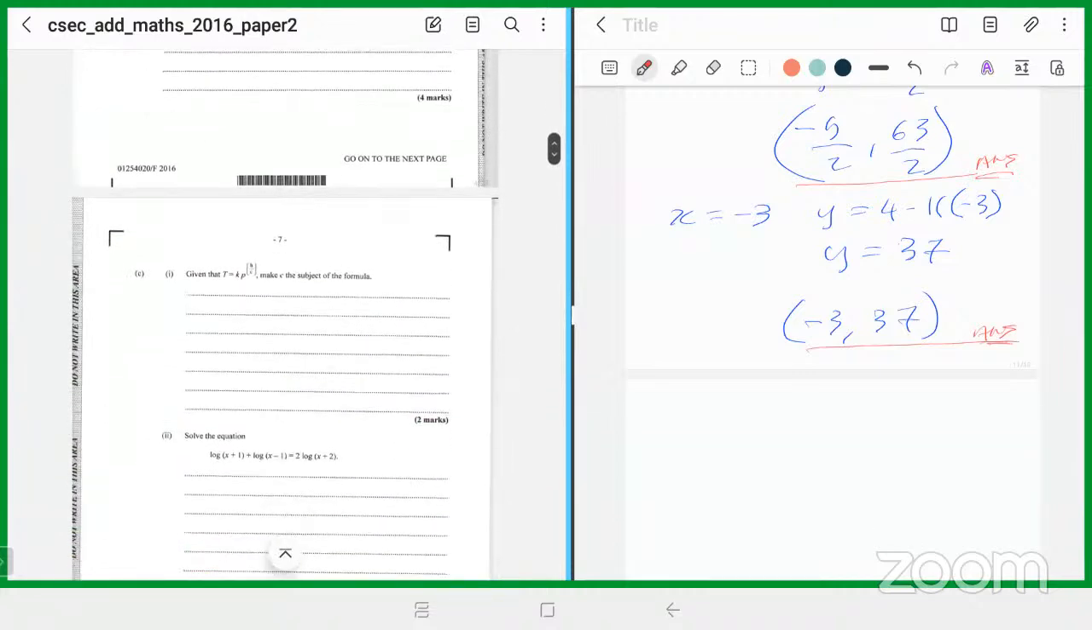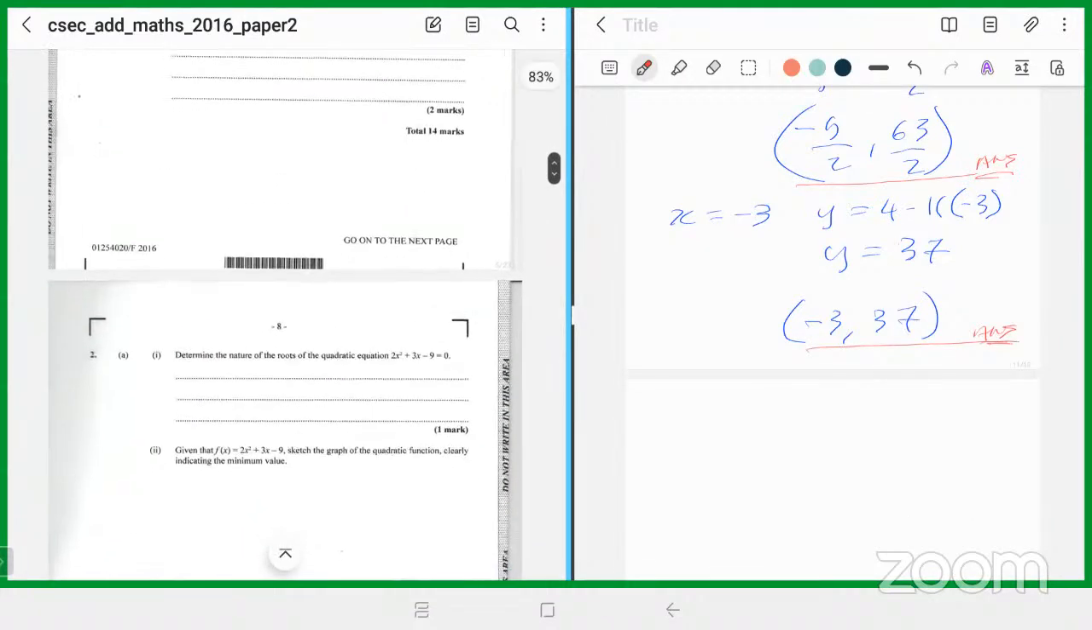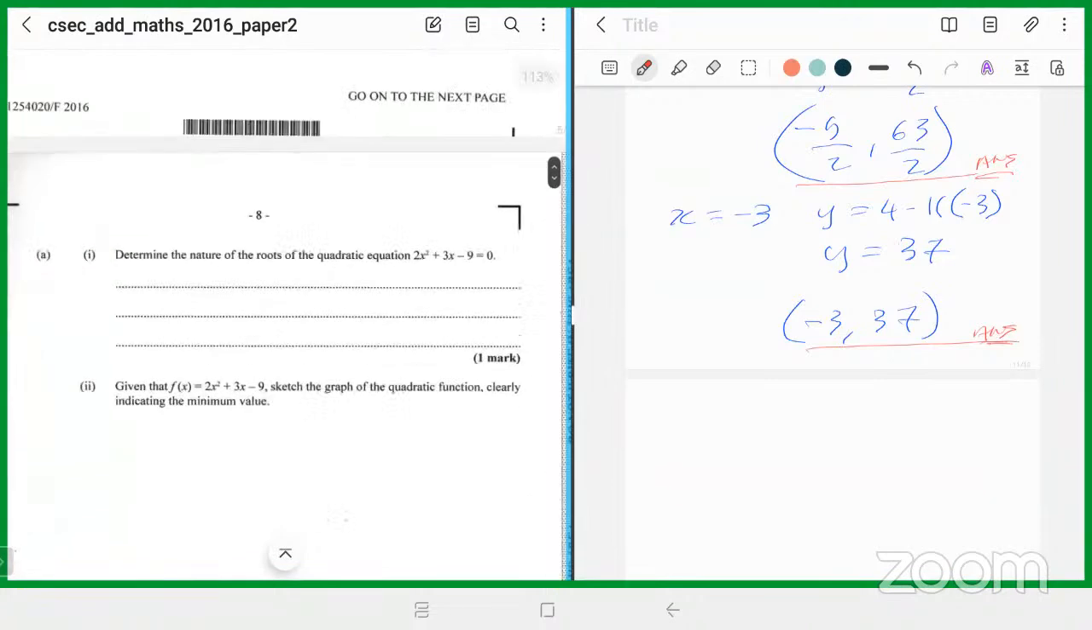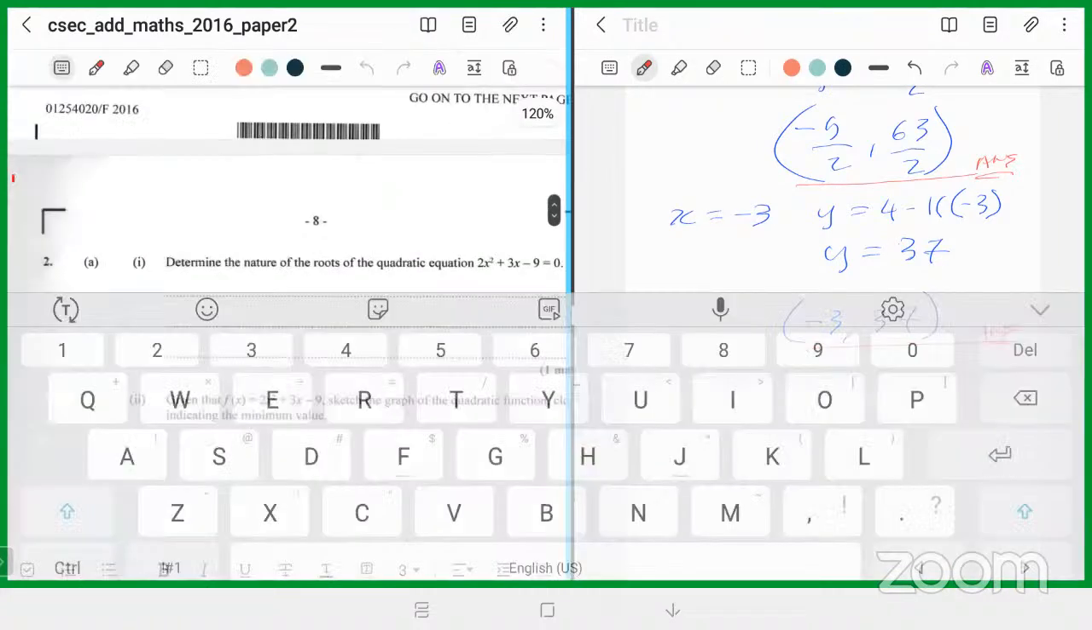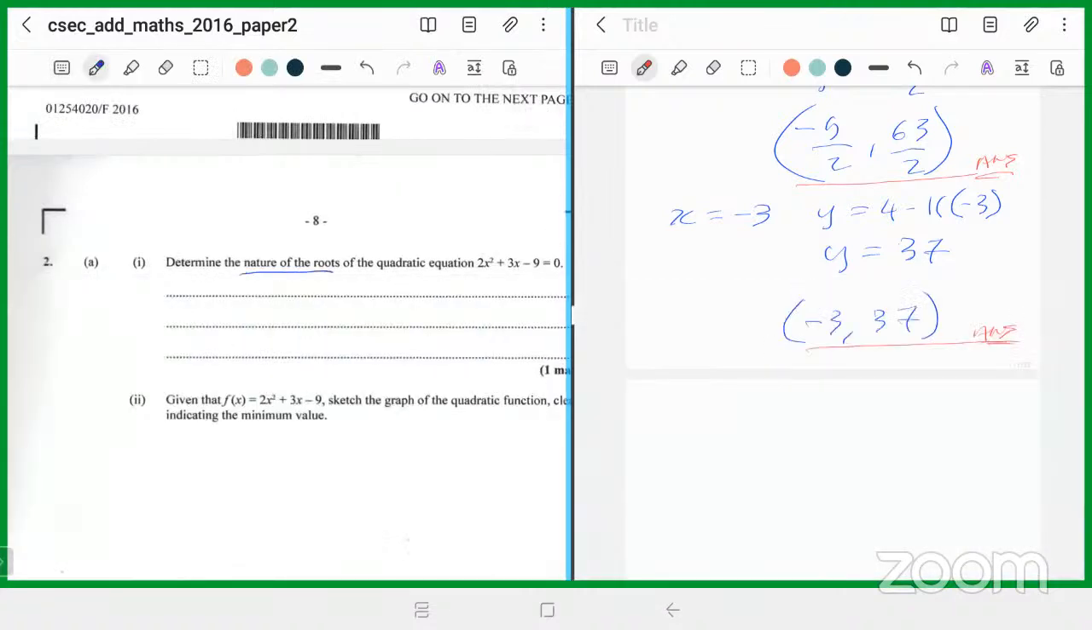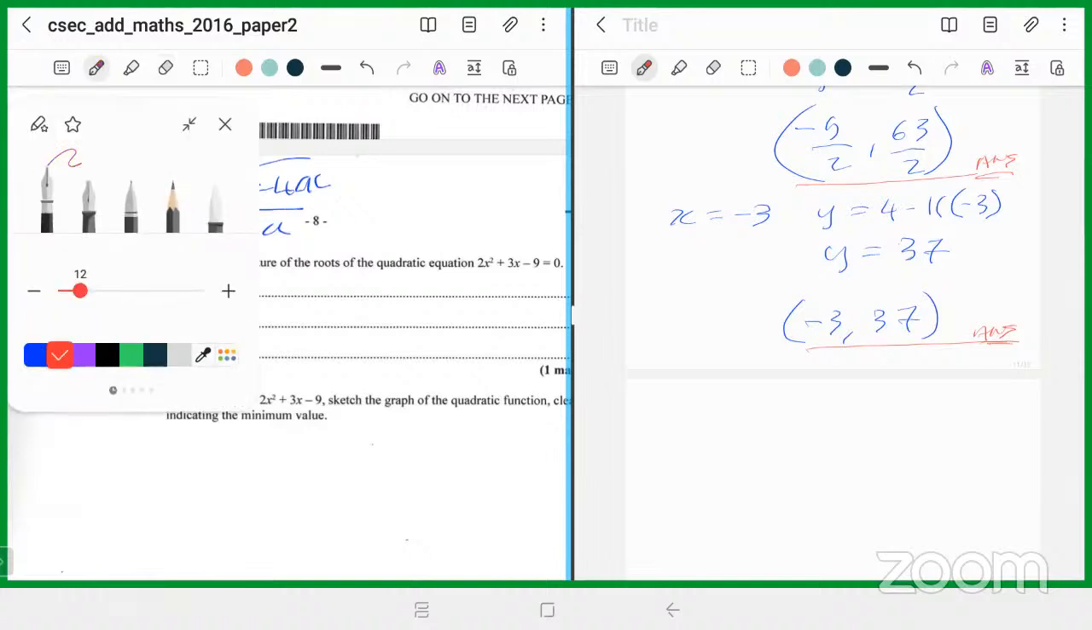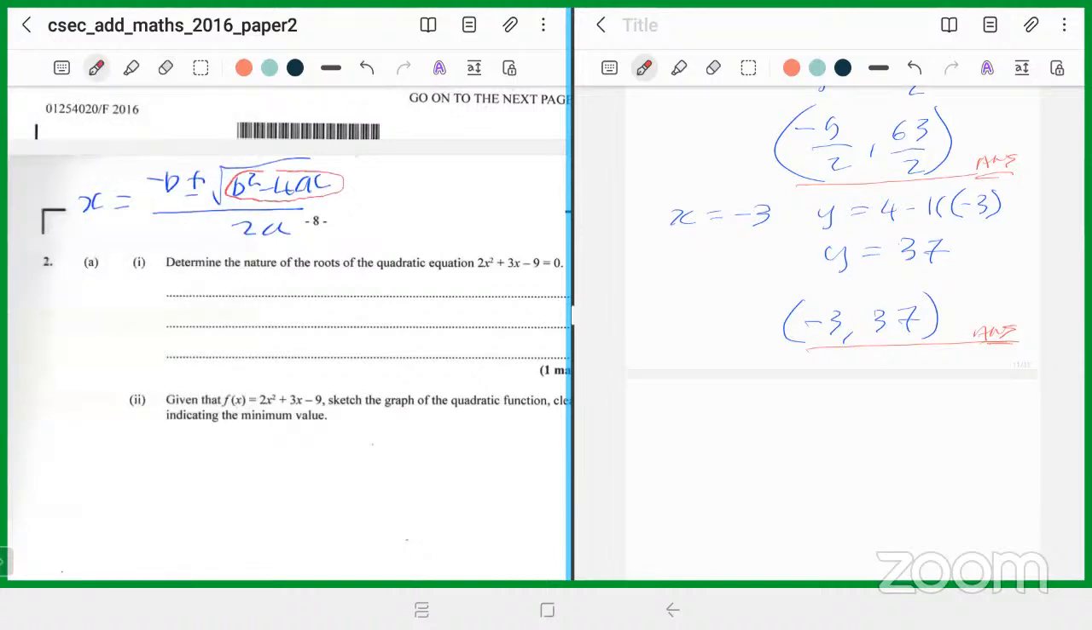All right, so we're going to do the quadratics on this paper, 2016, which is right here. This one says, determine the nature of the roots. The nature of the roots is determined using the discriminant. The discriminant of the equation is b squared minus 4ac. It's the same thing that comes under the root when you solve for the roots and you put minus b plus or minus the square root of b squared minus 4ac, all over 2a. When you solve that, this thing inside here decides how the roots are. It's called the discriminant.